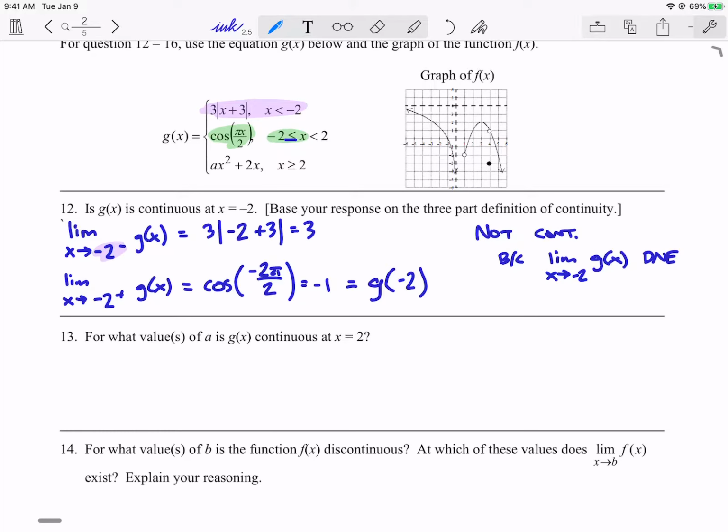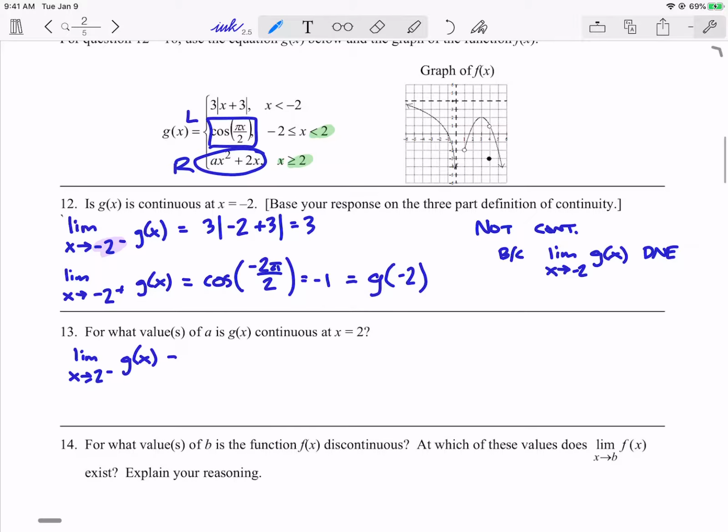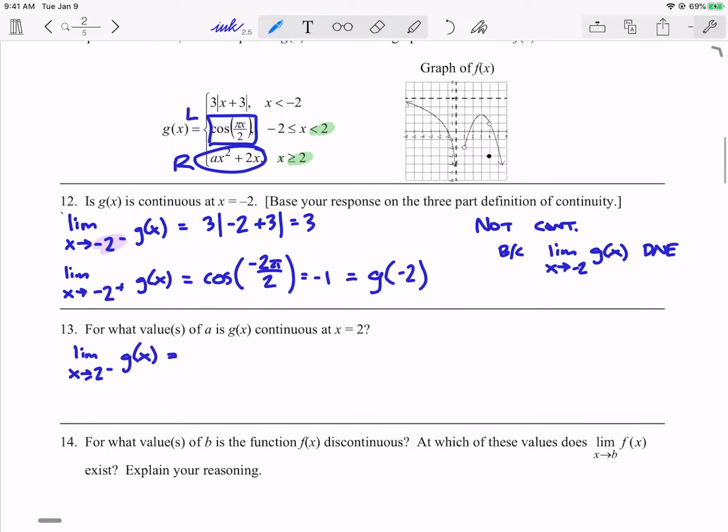Next question is, for what values of a is g of x continuous at x equals 2? Okay, so now I'm looking at this piece and this piece. I want it to be continuous at x equals 2, which means the limit from the left, that's going to be this one, and the limit from the right need to be equal to each other. So I would write limit as x goes to 2 from the left of g of x is equal to, replace x with 2 in that middle piece, so I've got cosine of 2 pi over 2. Cosine of pi is -1.